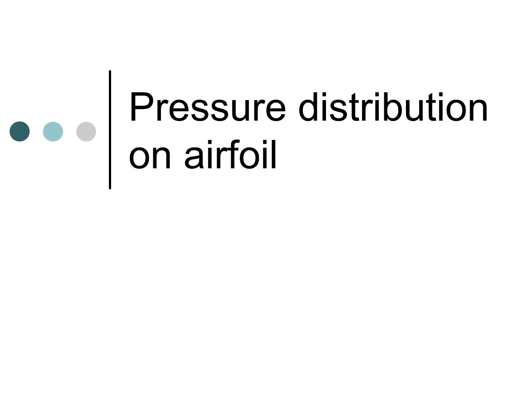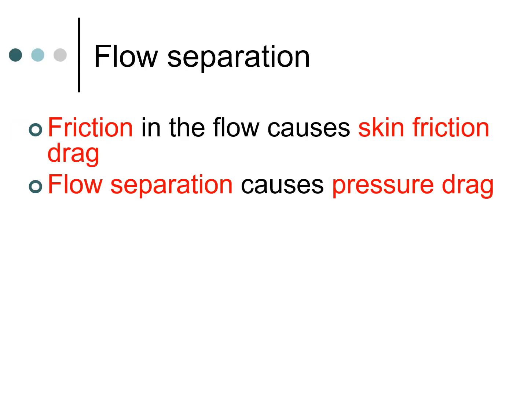So now let's look at the pressure distribution around the airfoil, and that's again something which is very important. So we saw that friction in the flow causes skin friction drag, and flow separation causes pressure drag, and together these two forms of drag are important in determining the total drag which is acting on an airfoil section or on a wing.